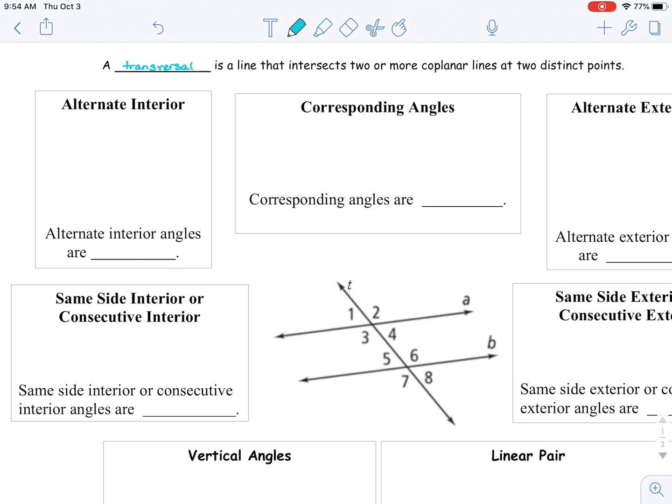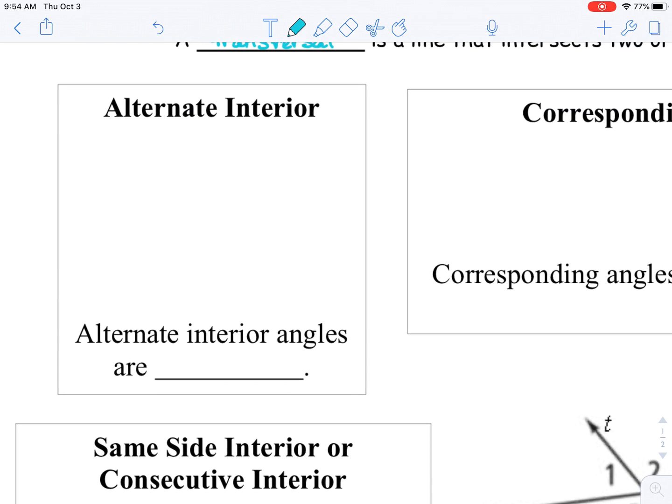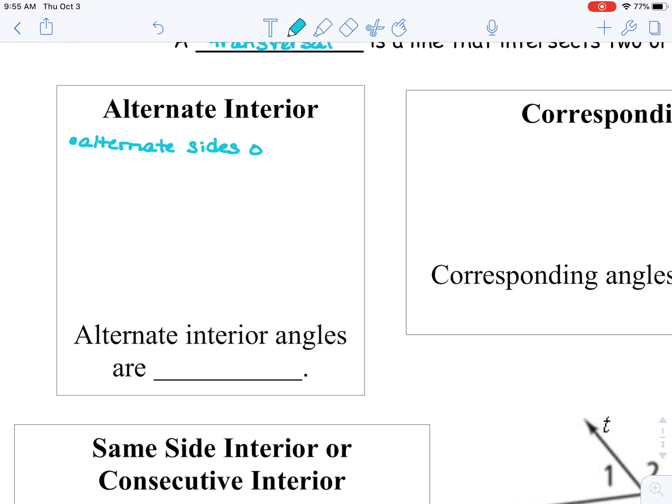The first one is called alternate interior angles. We're on the top left corner here. These are when your angles are on alternate sides of the transversal. So this is describing its location. So again, the two angles are on alternate, so different sides of the transversal. And it's also alternate interior. The interior is describing its location with respect to the parallel lines. They are interior, these are inside the parallel lines.